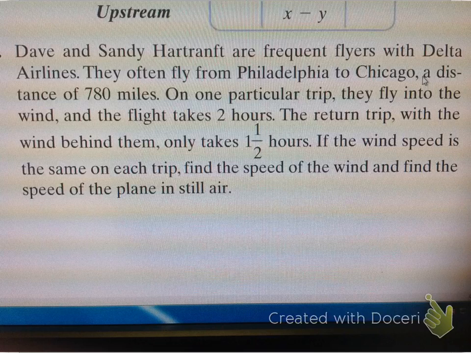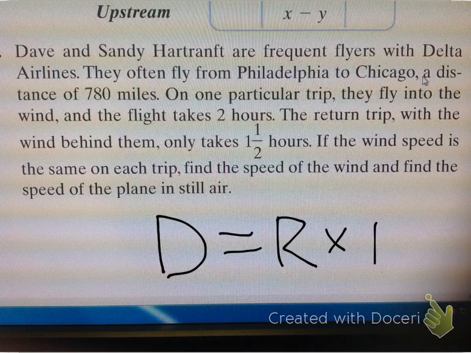It tells me that on one particular trip they fly into the wind, so fighting against the wind, the trip takes them 2 hours. Going the other way when they're returning, it takes them 1.5 hours instead. Our goal with this information is to find the speed of the wind and the speed of the plane in still air. So I mentioned this was a distance, rate, and time problem. The formula that we're going to use, we definitely need a relationship between those things to solve this, is distance equals rate times time.